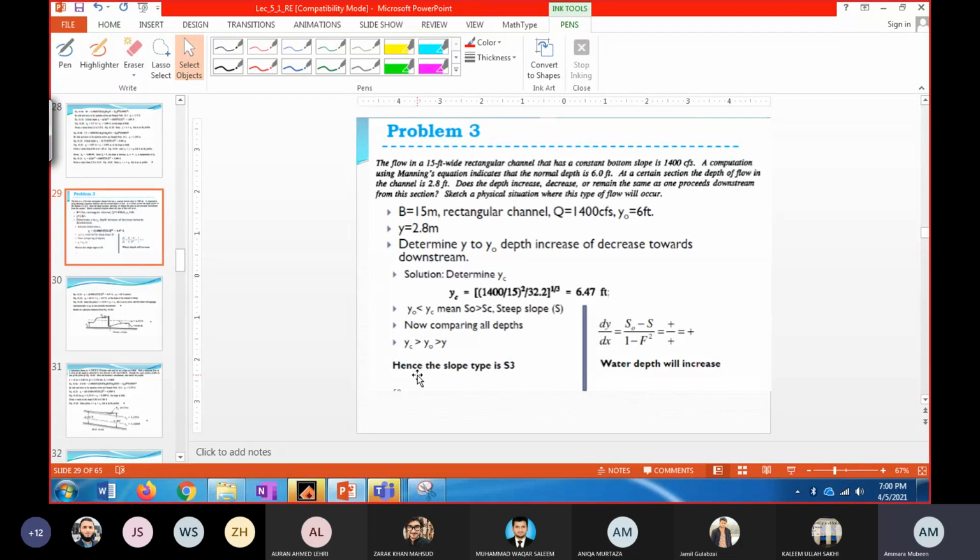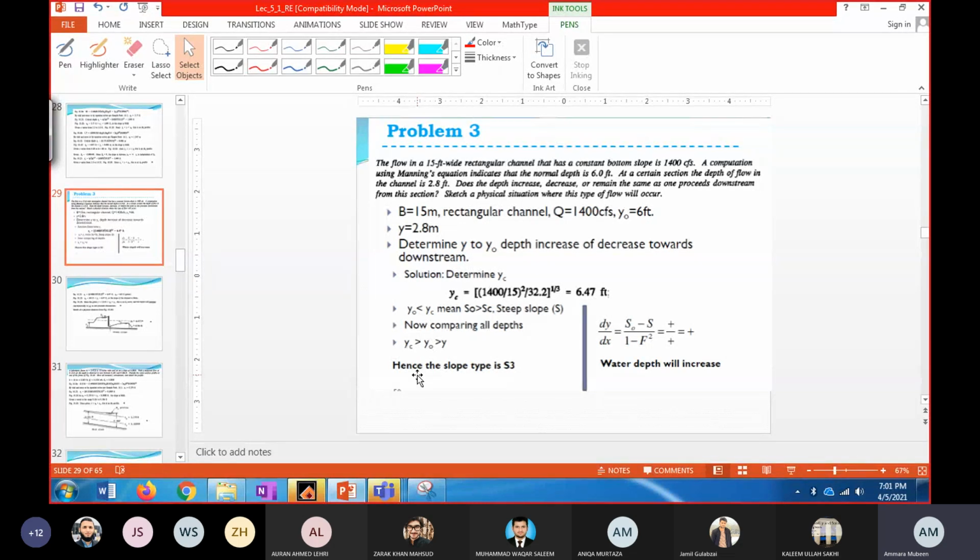And in steep bed slope, which profile would that be? You'll be deciding about the profile using the depth of flow value, which is 2.8. So 2.8 is less than YC and Y naught. So the depth of flow is in the third zone. Okay, so the profile would be termed as S3. And how would you determine the gradient of the water surface profile, using the governing equation and the numerator and denominator?